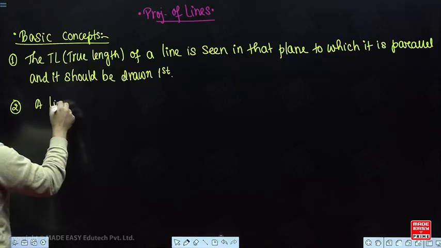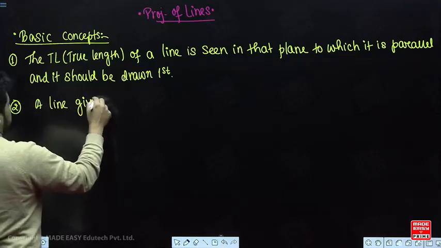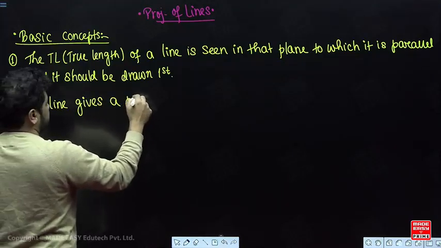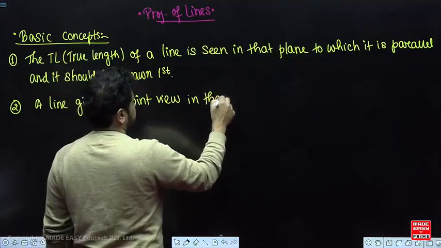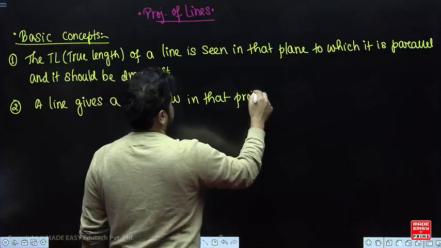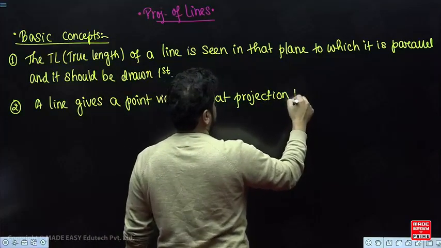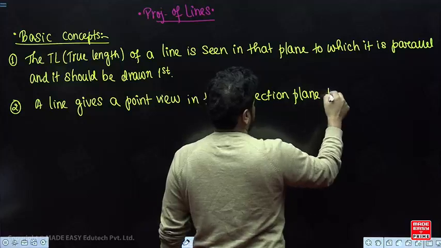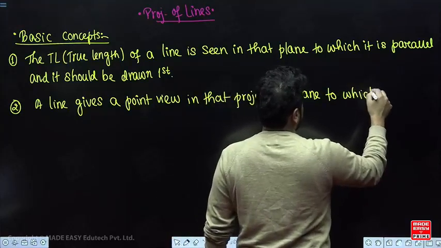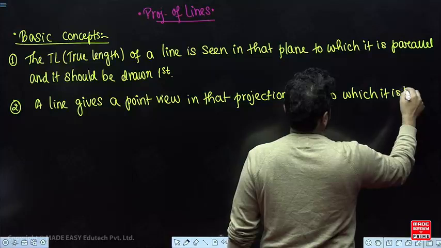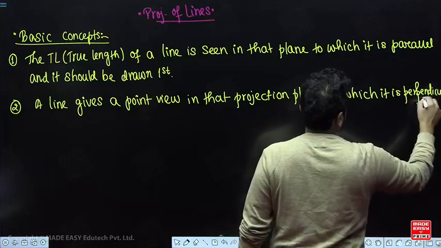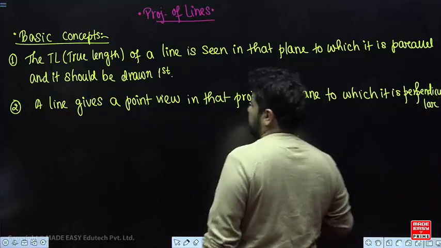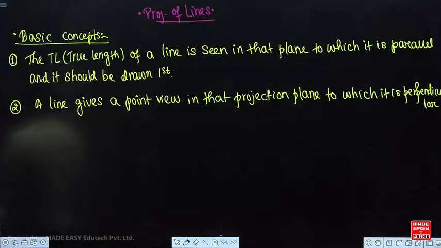A line gives a point view in that projection plane to which it is perpendicular, isn't it? So a line gives a point view in that projection plane to which it is perpendicular.